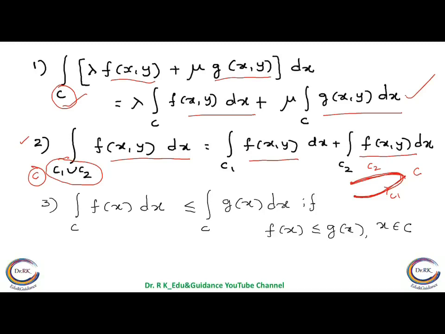The third property: if two functions are such that f of x is less than or equal to g of x for every x belonging to C, then the corresponding line integrals satisfy that the integral over C of f of x dx is always less than or equal to the integral over C of g of x dx. These are a few properties related to line integrals.